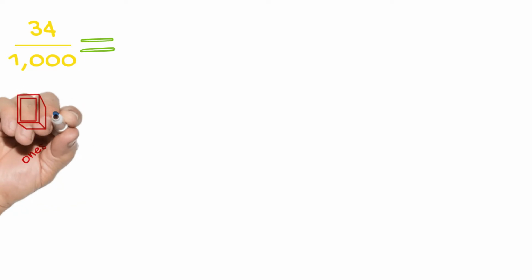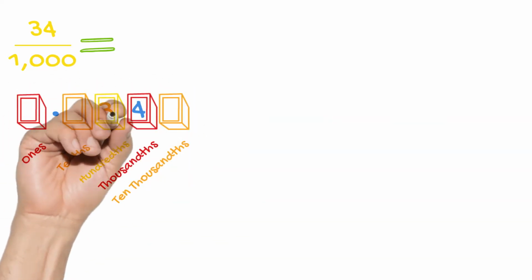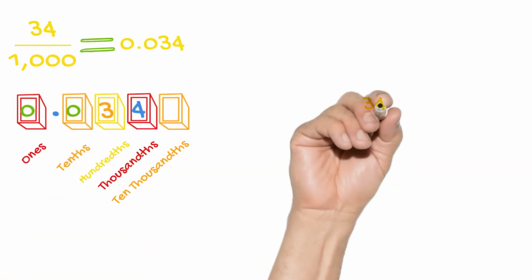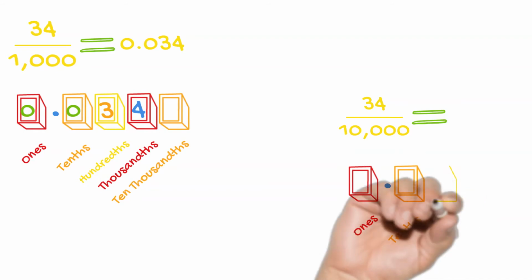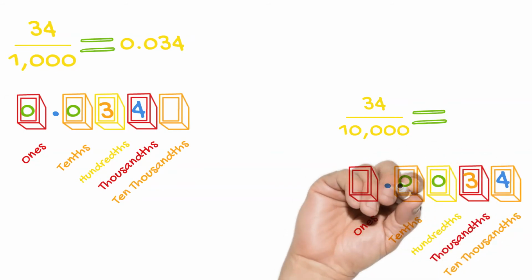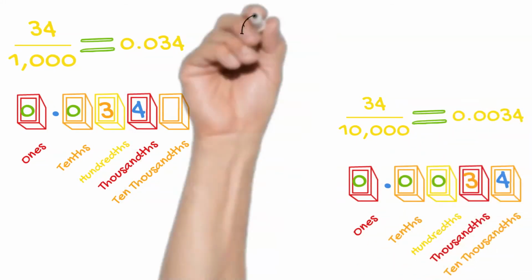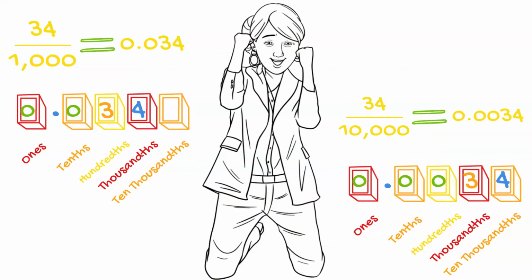For 34 over 1,000 or a million or any other place name, the rule is the same. Make sure the digit to the far right ends up in that box. So 0.034 for 34 over 1,000, 0.0034 for 34 over 10,000, and so on. Don't be afraid to have zeros between your value and the decimal. Sometimes it just works out that way.